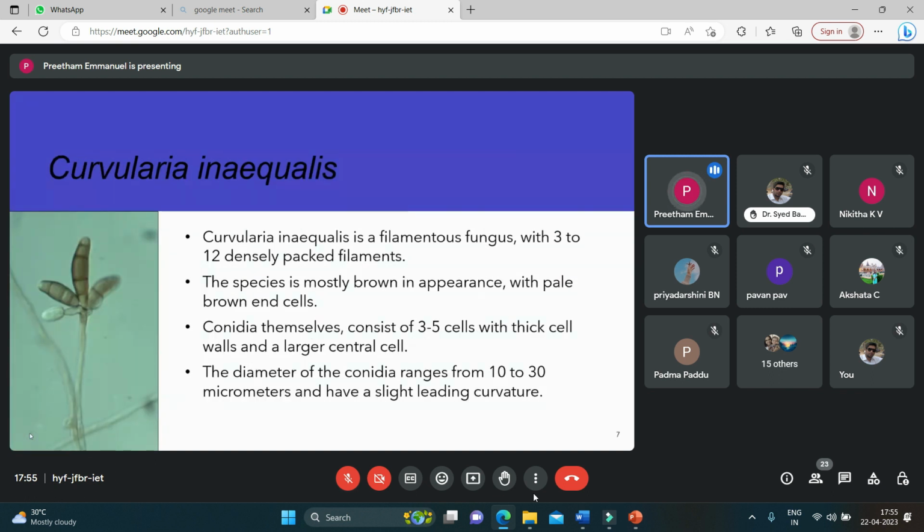Curvularia inaequalis. Curvularia inaequalis is a filamentous fungus. As we see in the image, it has a filament shape, with 3 to 12 densely packed filaments. The species is mostly brown in appearance, with pale brown end cells. Conidia themselves consist of 3 to 5 cells, with thick cell walls and a larger central cell. The diameter of the conidia ranges from 10 to 30 micrometers and they have a slight leading curvature.